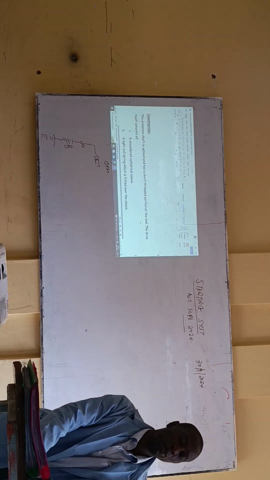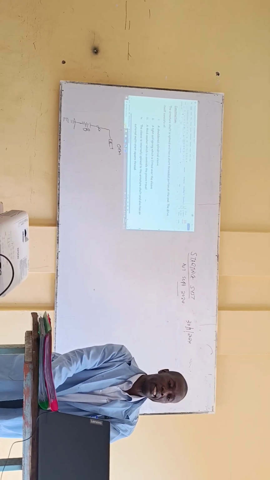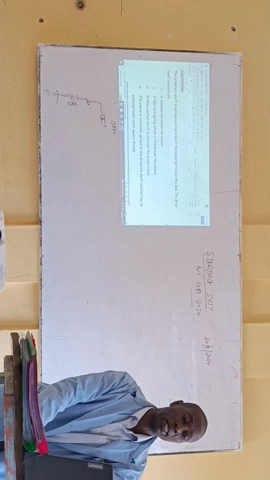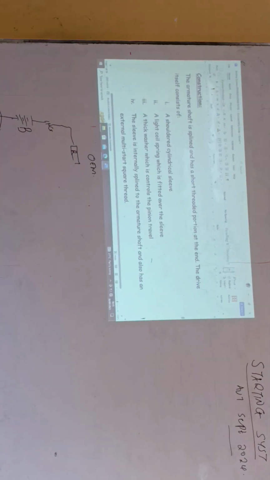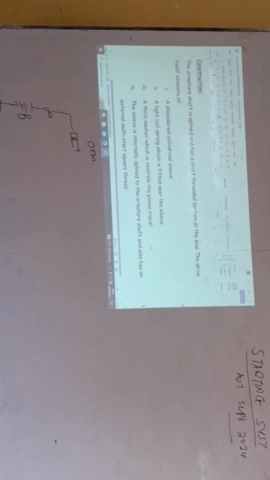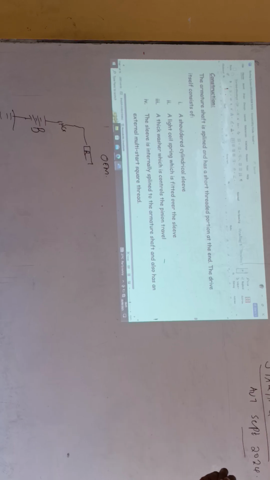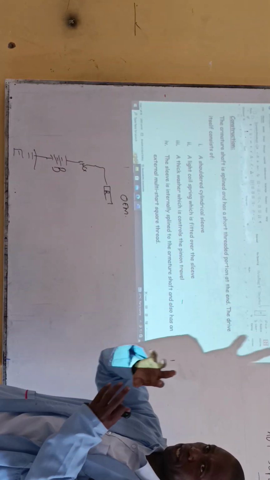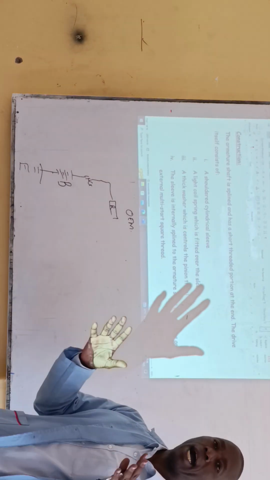And what we're going to talk about is the construction of this type of starter motor. On the construction, the armature shaft is plain and has what we call a short threaded portion at the end. So this is what you say when you talk about the construction. The drive itself consists of the following things. One, a shrouded cylinder. That's what we say about the construction: what is something made of, how does it look? That's not just the function, that's the construction.